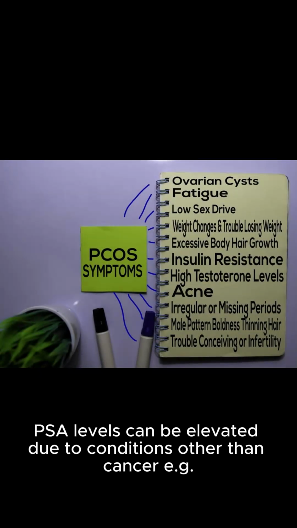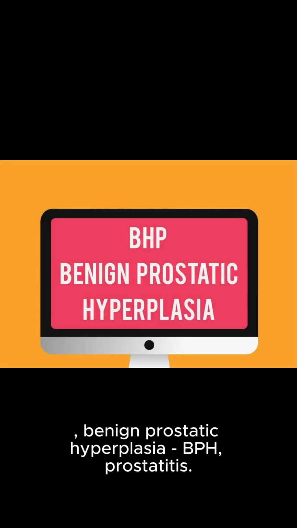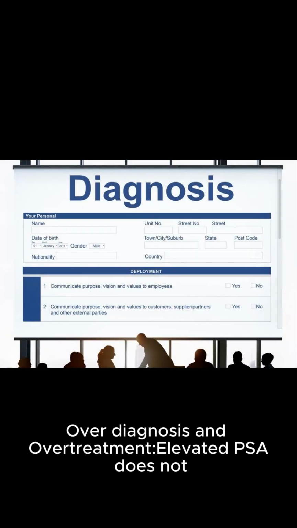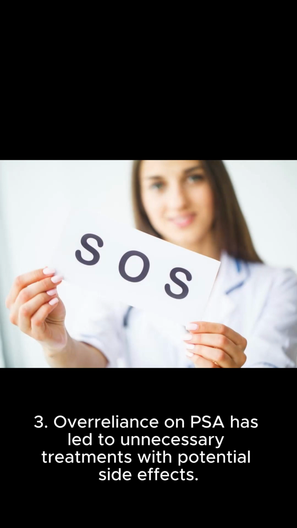1. PSA levels can be elevated due to conditions other than cancer, for example, benign prostatic hyperplasia (BPH) and prostatitis. 2. This lack of specificity led to concerns about unnecessary biopsies, overdiagnosis, and overtreatment. Elevated PSA does not always indicate clinically significant cancer. 3. Over-reliance on PSA has led to unnecessary treatments with potential side effects.